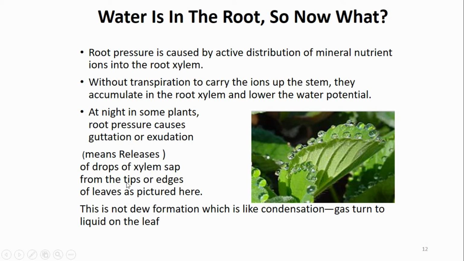Dew is when you have condensation of water at night from gas to liquid that forms on the leaves. That's just water. Guttation or exudation refers to the xylem sap. So it's the sap of the leaf being released to release the pressure formed by having too much minerals and sap inside the plant. This allows the water to flow from the root all the way to the leaves.